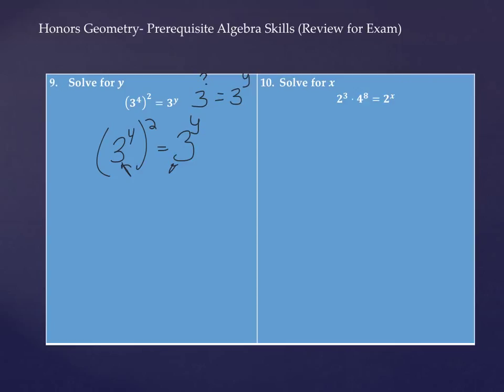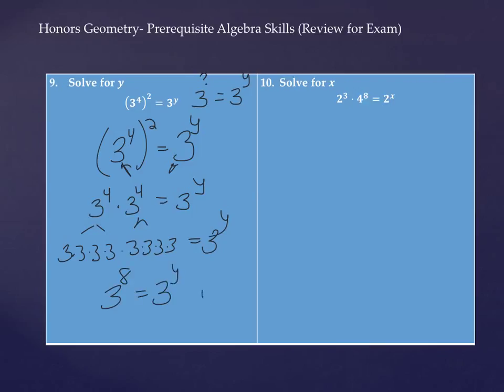So let's use our understanding of exponents. This is 3 to the 4th as a base, and it's being squared. So I actually have 3 to the 4th times itself, right? Because we want to use the base times itself, the number of times that exponent tells us. So that equals 3 to the y. And 3 to the 4th is 4 3's being multiplied by itself. And then over here, we've got the same thing. So count up the 3's. We've got a total of 8 3's multiplying itself, therefore y equals 8.